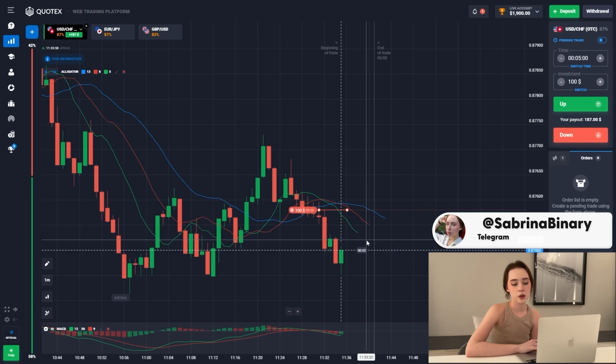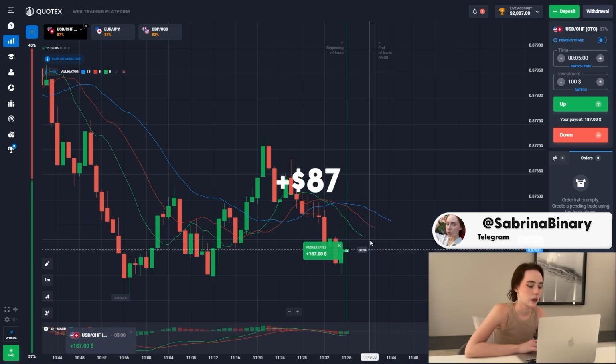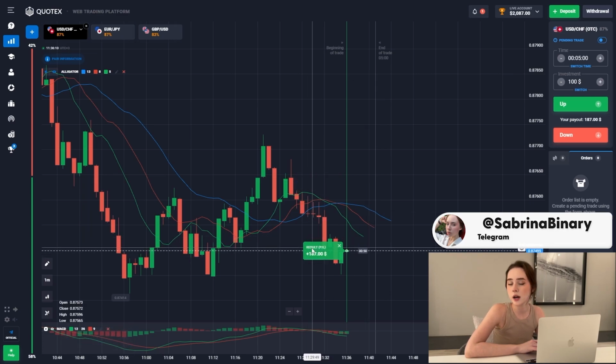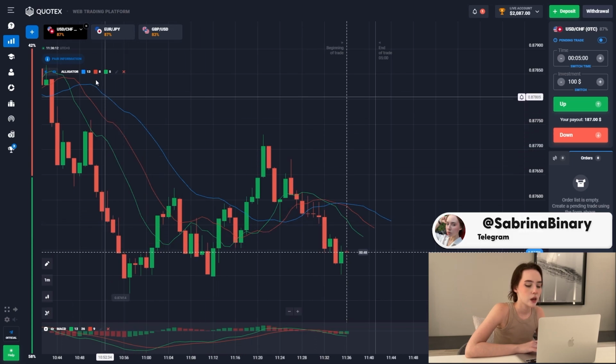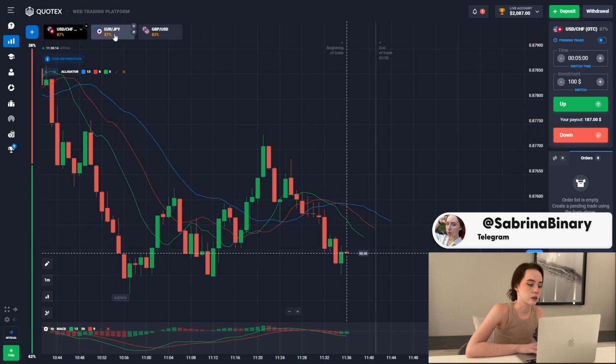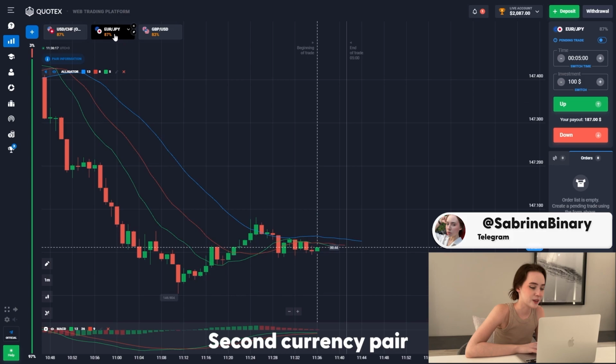And now let's go back to our deal and wait for the result. And our deal closed in plus as usual, and we earned $187. And now we're moving on to the next currency pair. A wonderful currency pair. It suits us, I think, to reduce the time frame to 4 minutes.